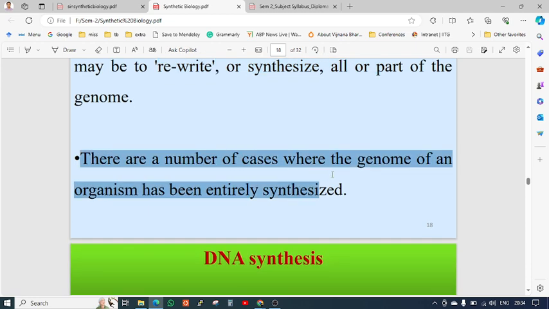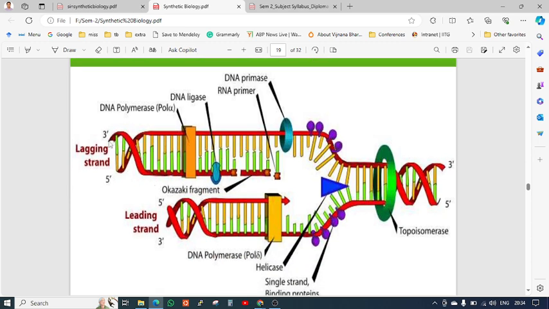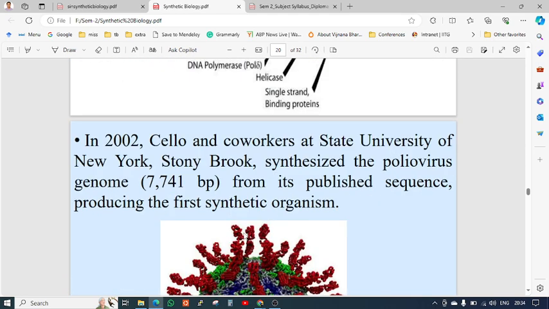These are the number of cases where the genome of an organism has been entirely synthesized. See, this is how DNA synthesis takes place. These are the different structures of DNA and the linkage. If you unfold it, the leading strand 3' and this 5' are one strand that can be combined to form a newly synthesized DNA of 3' and 5'. So this is one example. I will not go into details.